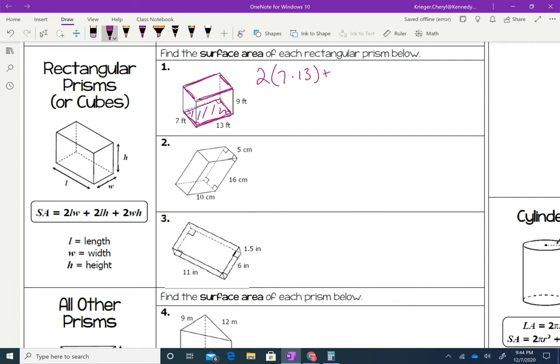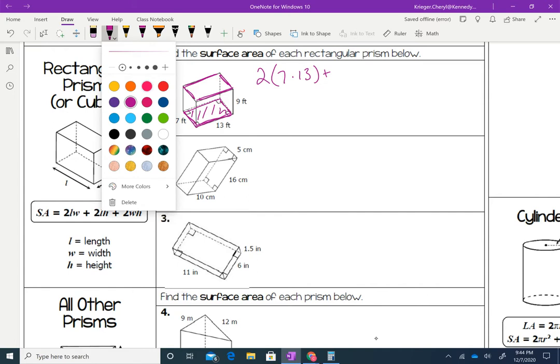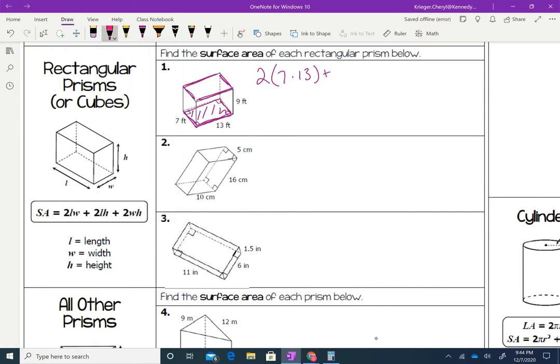plus, okay, 2 times length times height is going to be, length is 13 times height is 9. So now I'm finding the front and back of the box. So that's 2 times 9 times 13 plus, and now we'll have the width times height. So that's 7 times 9. Okay, so that's both of my sides of the box. So that's 2 times 7 times 9. Okay, and we'll simplify this.